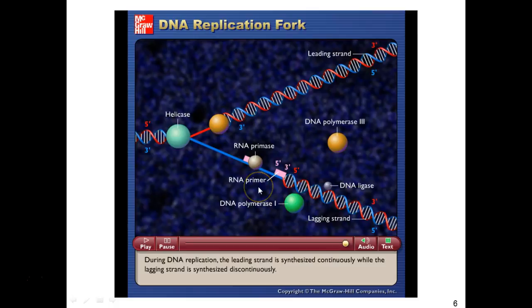So what's the same, though? There are lots of differences, right? The direction is different. You need one primer for leading. You need multiple primers for lagging. You need extra enzymes even for the lagging strand. The lagging strand needs DNA ligase to put the Okazaki fragments together. You need DNA polymerase 1 to remove all those primers and turn them into DNA.